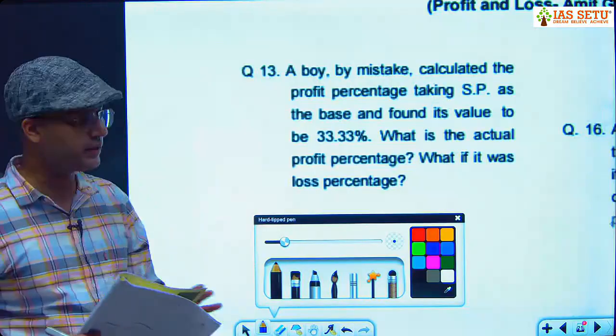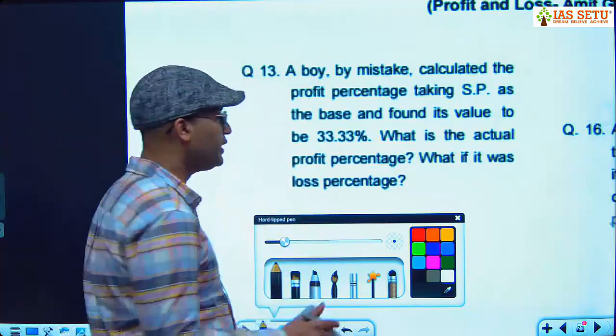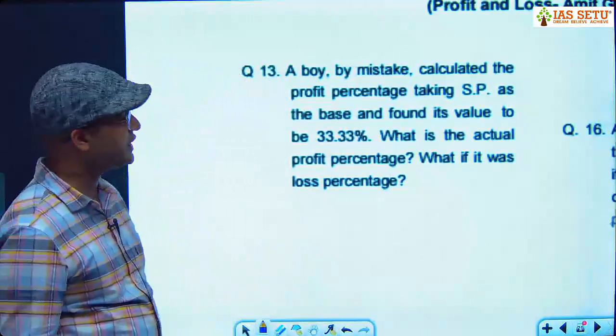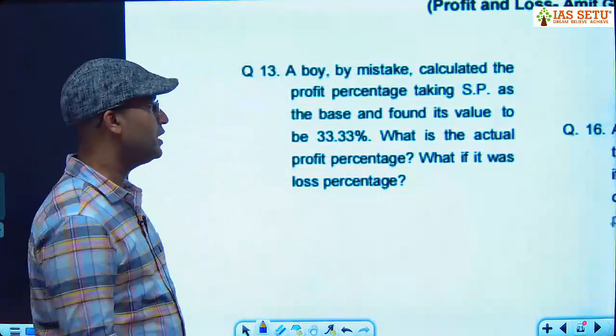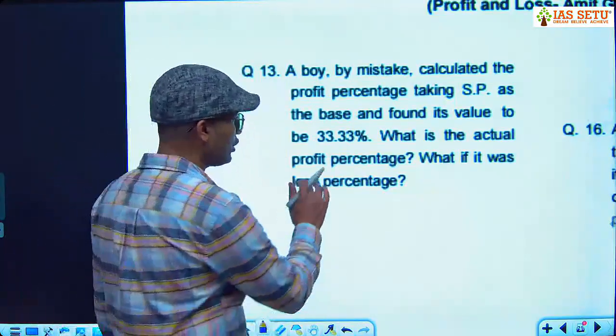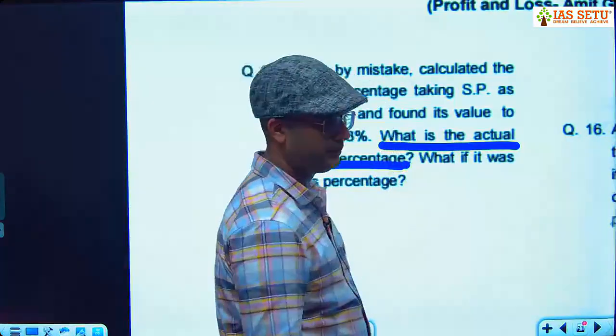तो पहले profit करते हैं. What if it was loss percentage? वो बाद में करेंगे. See, point is a boy calculated the profit percentage taking selling price as a base and found its value is 33.33%. So it means it is wrong. To find the correct profit percentage, take your time.